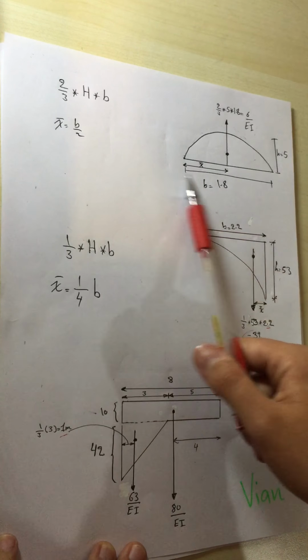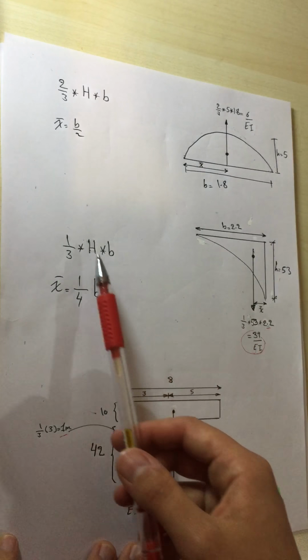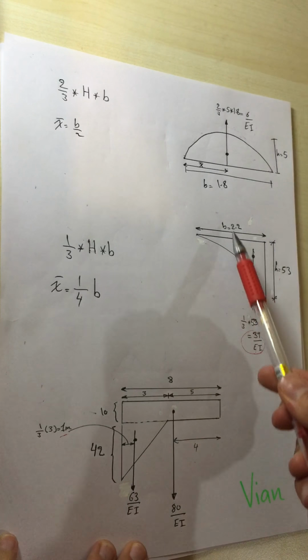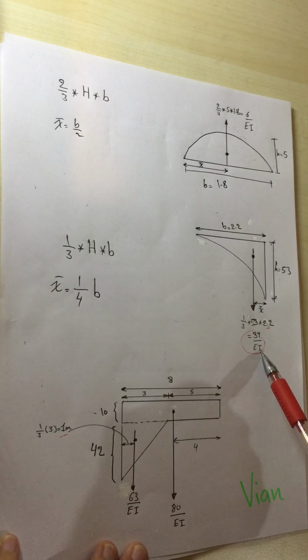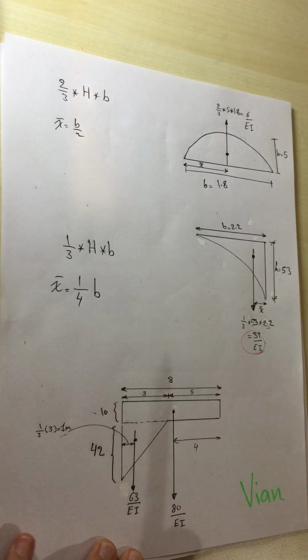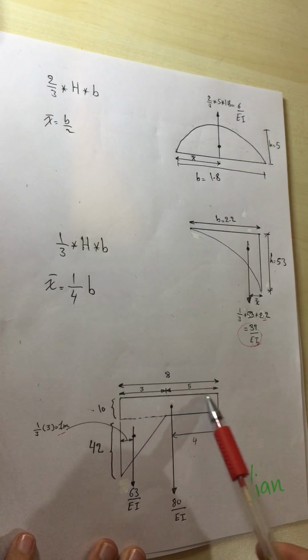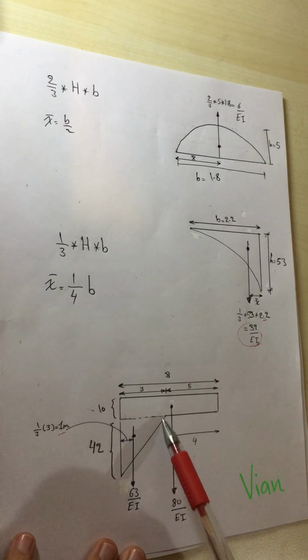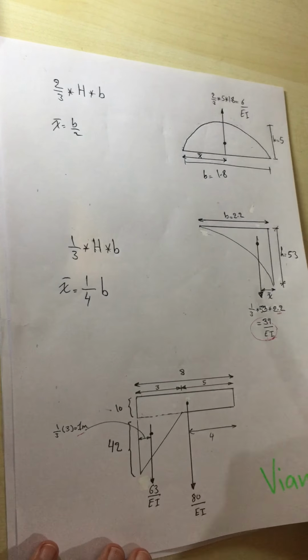And the distance is half of b. And for this type of curvature, it's going to be 1/3 times h times b, as it's shown in here, divided by EI, and the distance is the base divided by 4. And then finally, this one is easy, just a regular rectangle and triangle. We find the distances and the resultant forces.